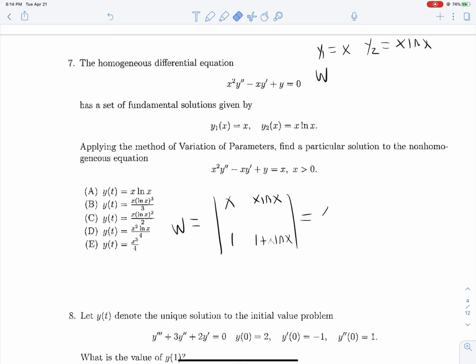No, I wrote this wrong. There we go. 1 plus ln x. Product rule's hard. Not really. We get x plus x ln x minus x ln x. So our Wronskian is just x.